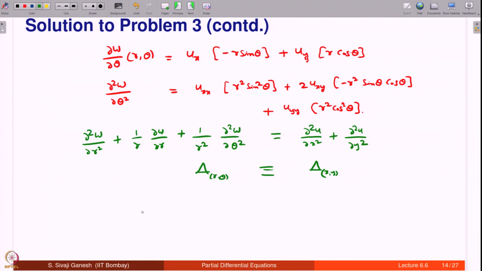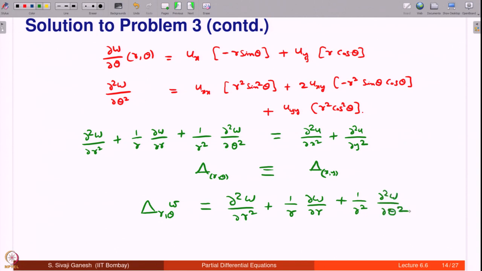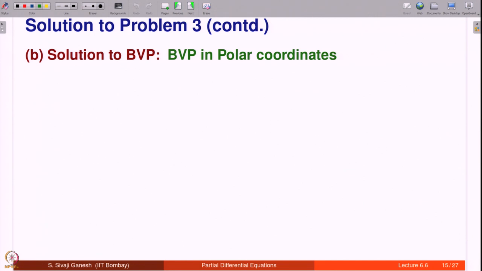So, what is that? The Laplacian in r, theta coordinates acting on a function w of r, theta is ∂²w/∂r² plus 1/r ∂w/∂r plus 1/r² ∂²w/∂θ². So, let us write the boundary value problem in polar coordinates.